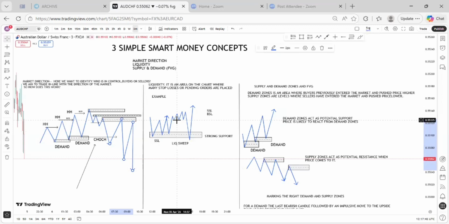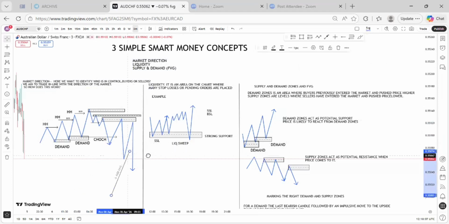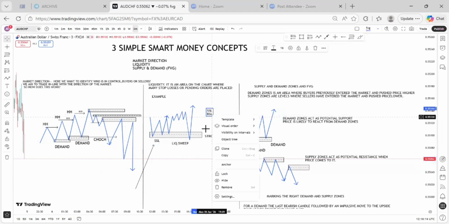So we have basically two types of liquidity, which are the buy side liquidity and the sell side liquidity. The sell side liquidity is liquidity resting below a particular zone. Like as you can see over here, we have a sell side liquidity resting below here, while the buy side is above.